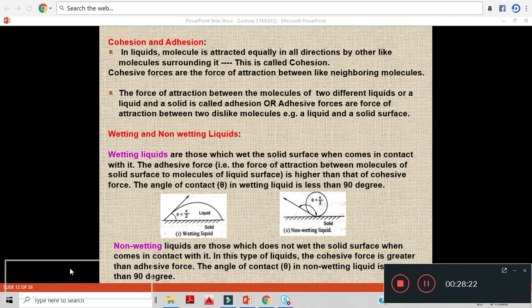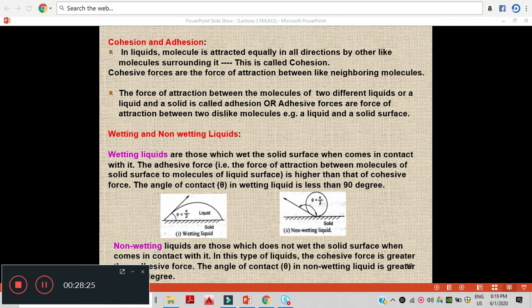Now, in the case of non-wetting liquids, the cohesive forces are much greater than the adhesive forces. Such fluids, in which the cohesive forces are greater than the adhesive forces, are called non-wetting liquids, such as glass and mercury. The thermometer is a very good example of it.